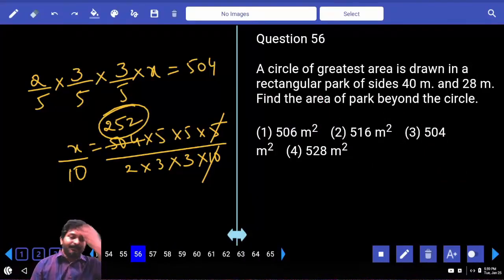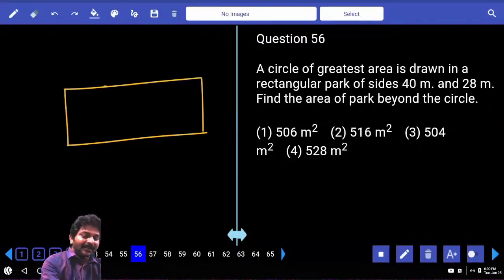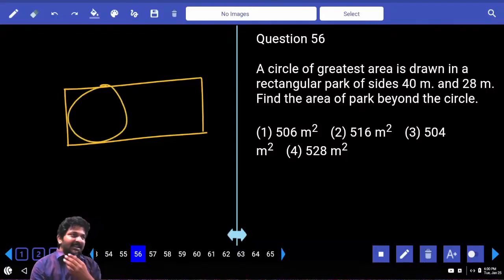Next. A circle of greatest area is drawn in a rectangular park of sides 40 meters and 28 meters. Find the area of the park beyond the circle. Beyond the circle in the sense? Remaining area. Is this a circle in a rectangle or a rectangle in a circle? Circle in a rectangle. So first of all you should have a rectangle here, and there is a circle here. The largest possible circle that can be arranged inside a rectangle should be along the breadth side of the rectangle.